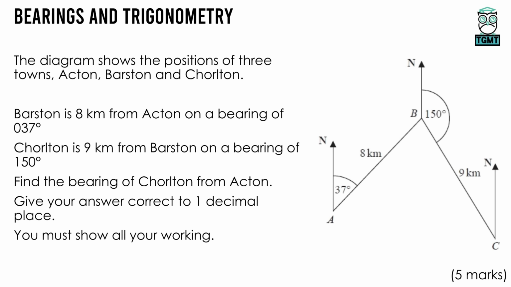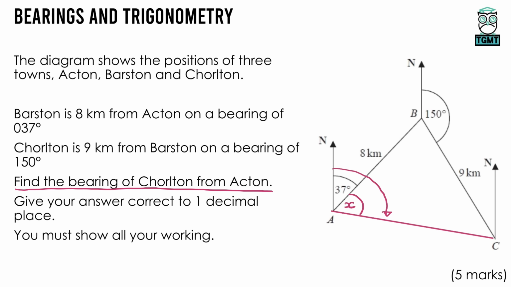Okay, so looking at some bearings and trigonometry. This is our last question looking at trigonometry now. So here we've got lots of information, but it wants us to find the bearing of Chorlton from Acton. So if we join those two together, Chorlton and Acton, the bearing is all the way around this distance here. So we need to find this angle. If we find that angle, we can add that to the 37, we'll get our final answer.